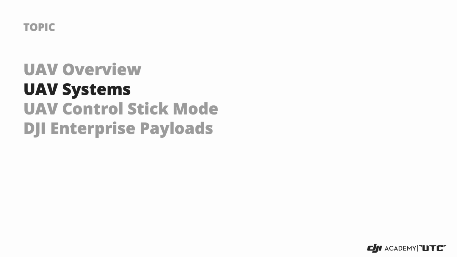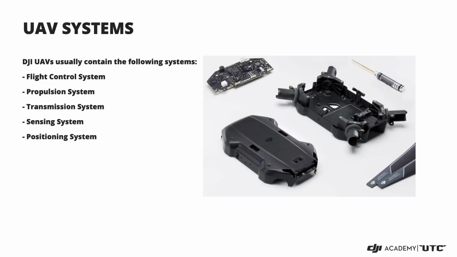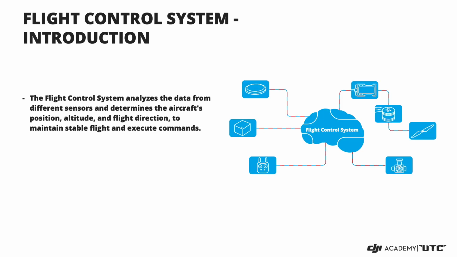Next, we are going to talk about the main systems of UAV. DJI UAVs usually contain the following systems. We will introduce them one by one. Flight control system is like a brain of a UAV. It can analyze all data from the sensors such as position, direction, attitude, and then gives orders to the aircraft, which can decide the speed of each rotor, fly to which direction, ascend or descend.